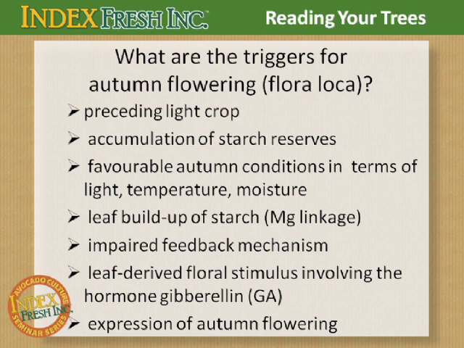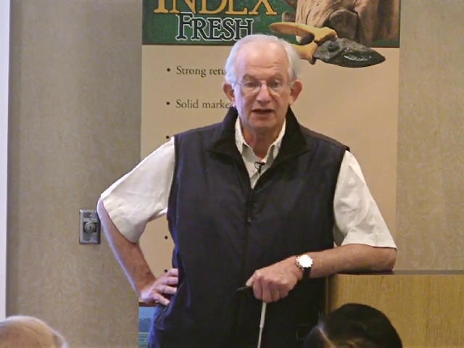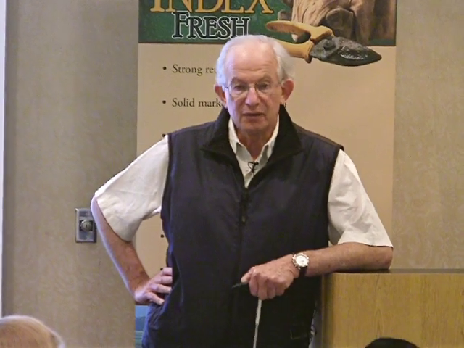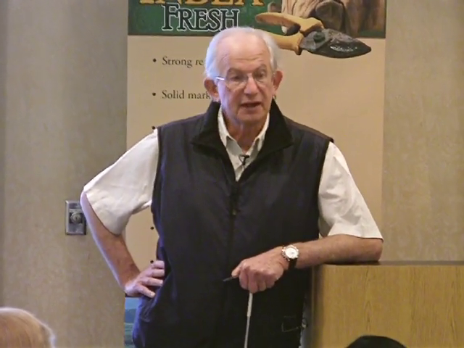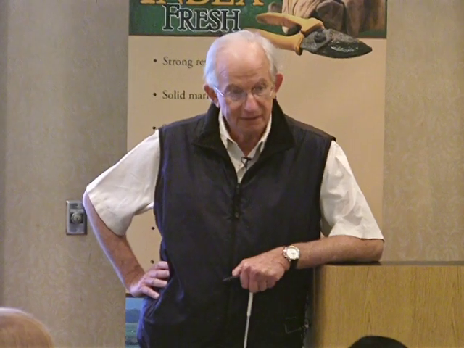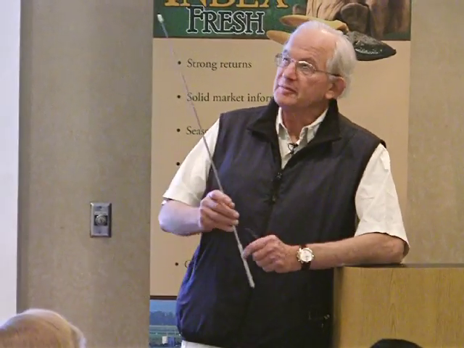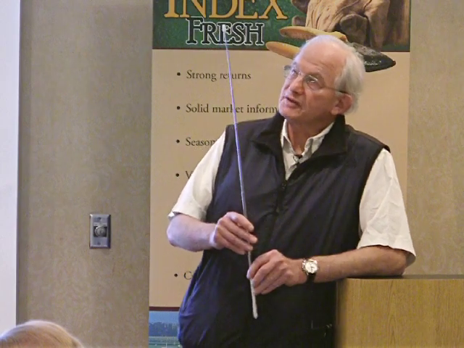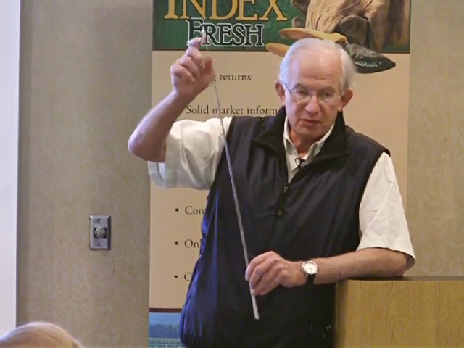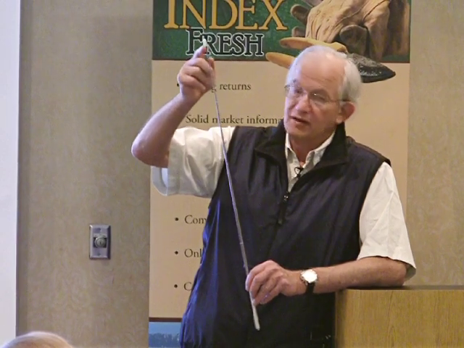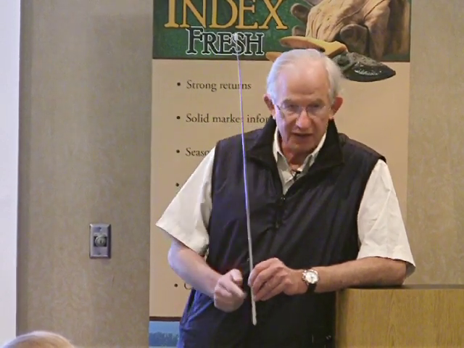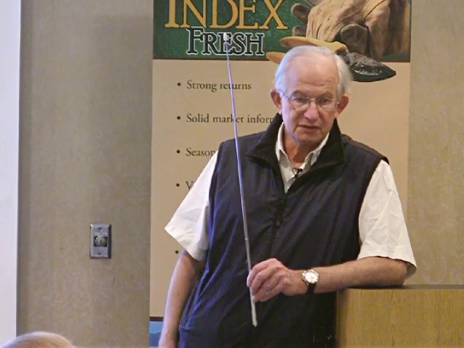Okay. Now, we've got here magnesium linkage. What does that mean? Okay. If you have leaves that are deficient in magnesium, they have higher starch. If you have leaves in a tree where you have adequate supply of magnesium, they have less starch. Why? Because one of the great functions of magnesium is to transport carbon or starch from the leaves down the stems to the roots and into reserves.